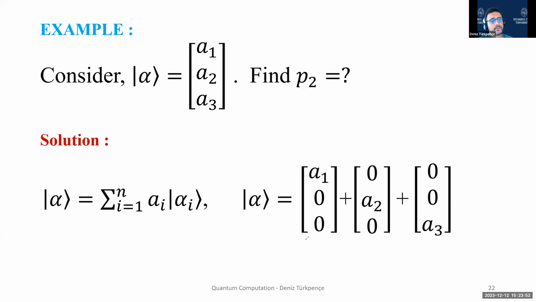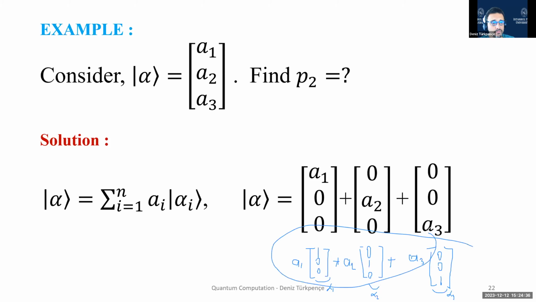So here, this matrix can be written just like this: A1 multiplied by (1, 0, 0), plus A2 multiplied by (0, 1, 0), plus A3 multiplied by (0, 0, 1). These are my basis vectors. So this is, in fact, alpha 1, this is alpha 2, and this is alpha 3. And these are the coefficients, in fact complex coefficients, in front of these.